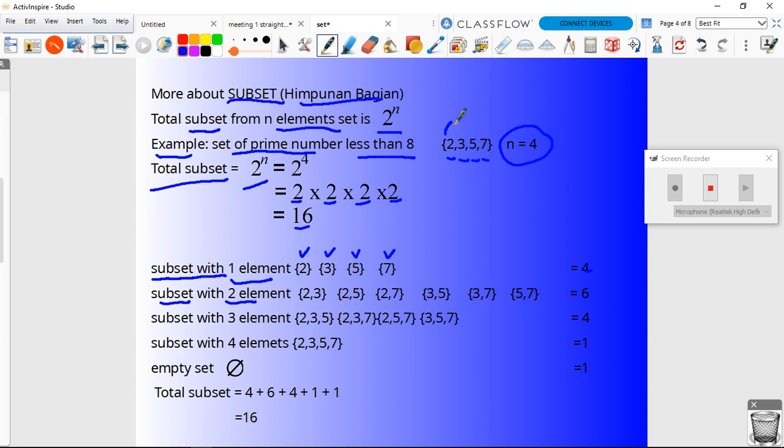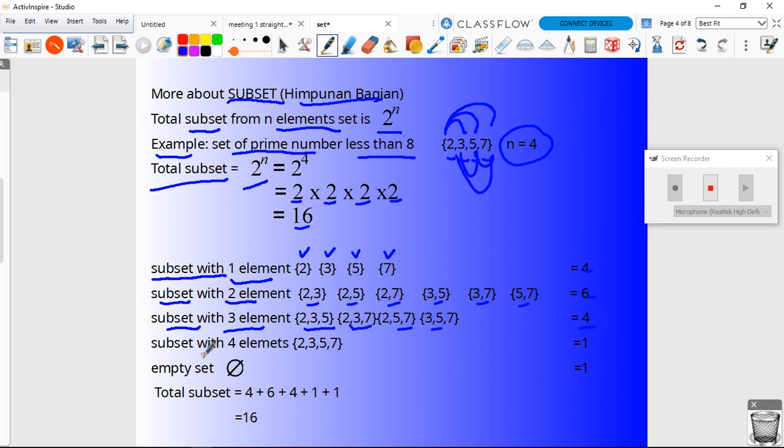So maybe 2 with 3, 2 with 5, 2 with 7, 3 with 5, 3 with 7, and then 5 with 7. So 1, 2, 3, 4, 5, 6. So 6 subsets. And then we also have subsets with 3 elements: 2, 3, 5, maybe 2, 3, 7, 2, 5, 7, and then 3, 5, 7. So in total we have 4 subsets.